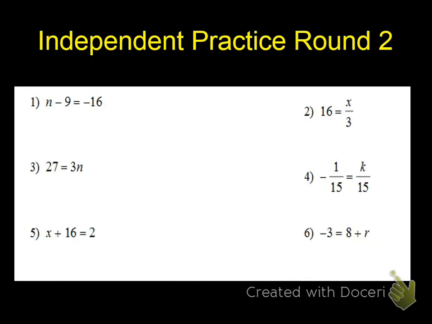You're now going to do an independent practice round 2. Please copy these 6 problems down into the spaces provided on the graphic organizer. When you have finished with them, you're going to see a slide for level 4 questions. Please challenge yourself and try the level 4 questions as well today. So please copy these 6 problems down and begin working. You may pause the video and come back once you're done.